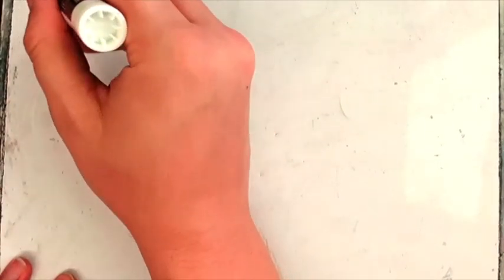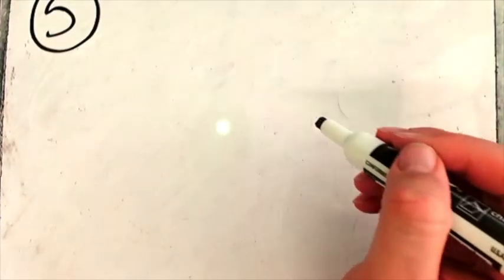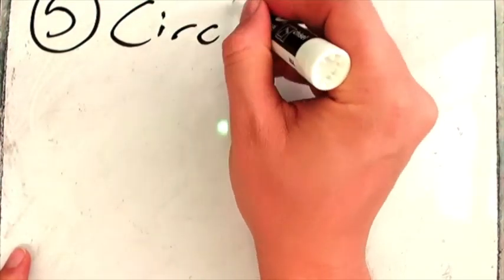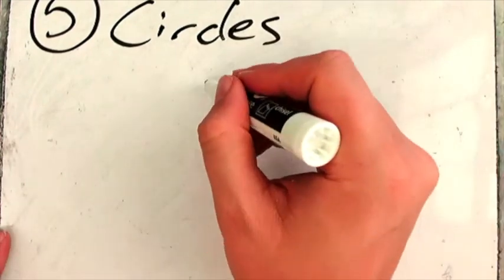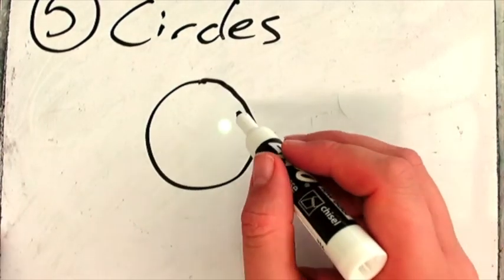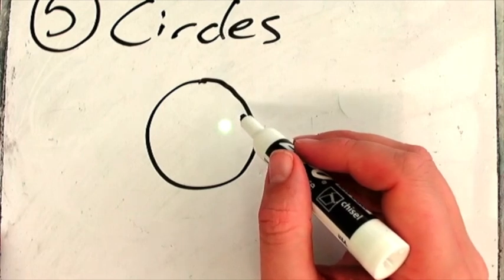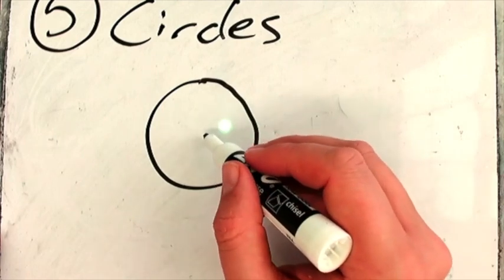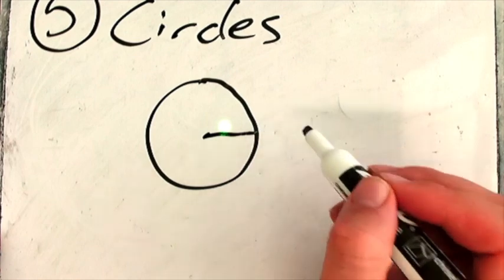Okay, so we've got question 5. Question 5 is all about circles. What's going on with circles? Well, let's say this was a perfect circle. Really hard to draw a perfect circle. And let's say that I've got this amount here.